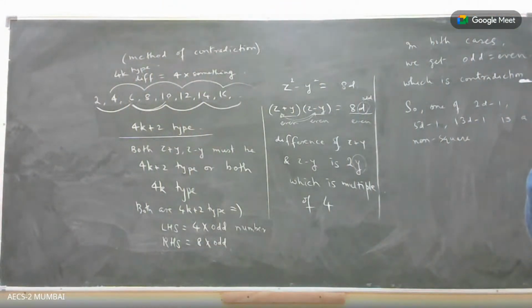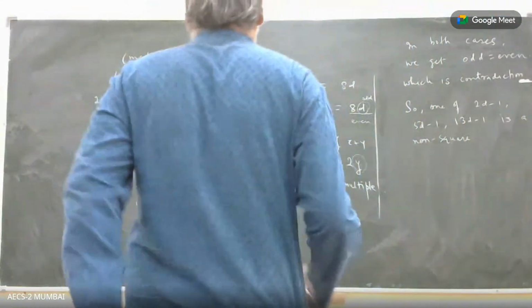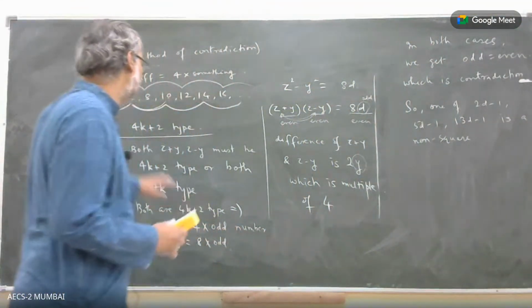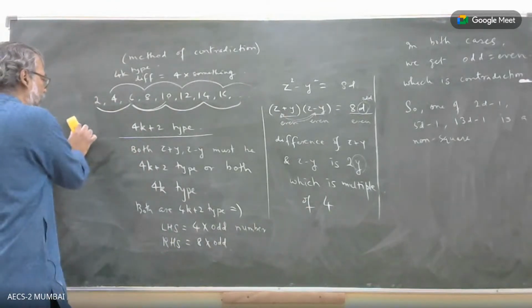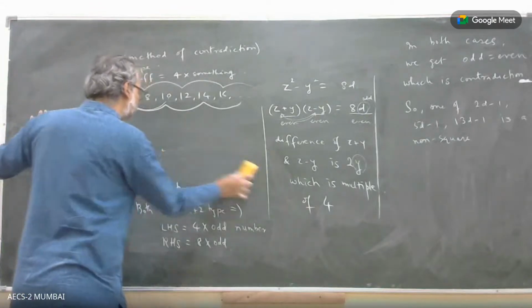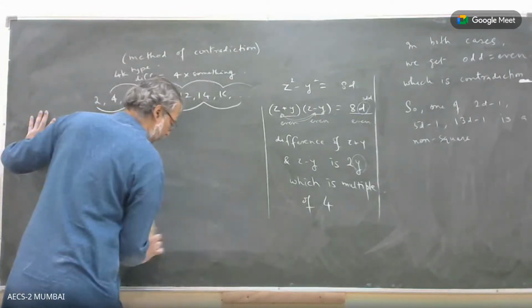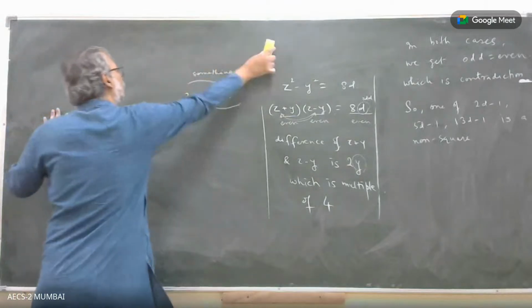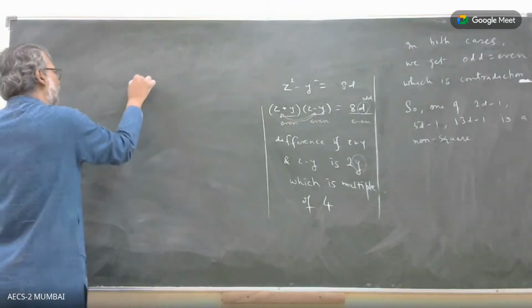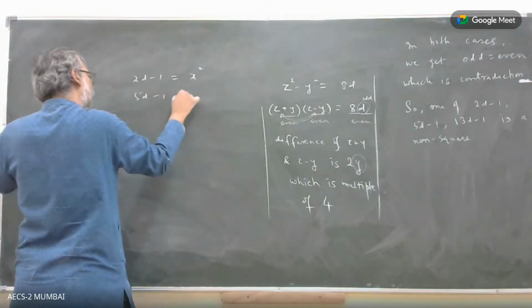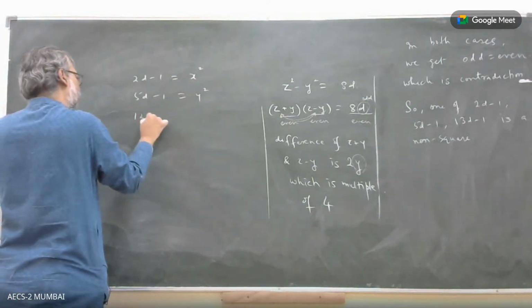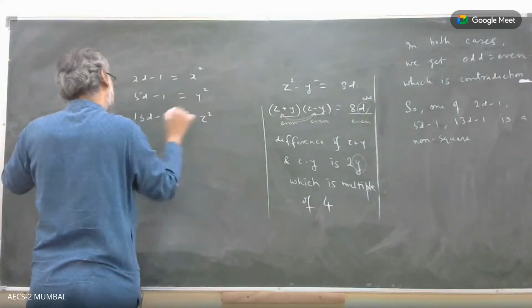So you are saying, sir, can you write the equations? 2d minus 1 is x squared. 5d minus 1 is y squared. 13d minus 1 is z squared.